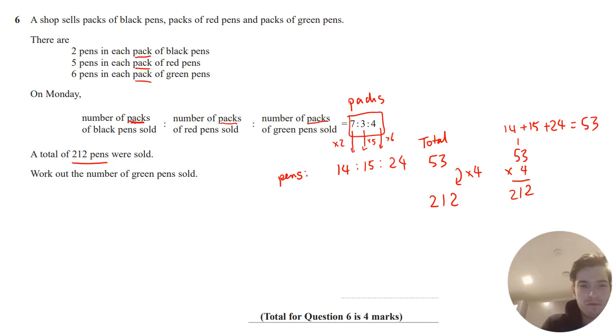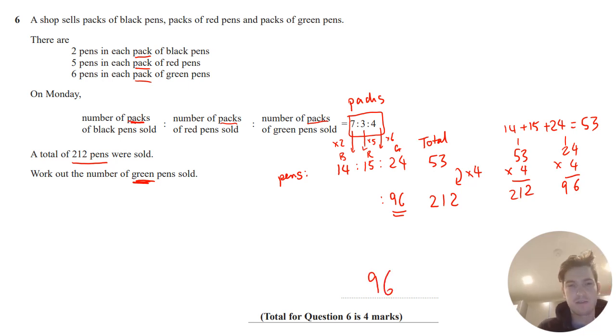And I want the number of green pens sold. Which one is green? So it's black, red, and green. So I'm going to do 24 times 4, and I'm going to get 96. So the green is 96. So a bit of a tricky one there, but this kind of question does come up where you have to go from the number of packs to the number of pens or equivalent, something to do with that.